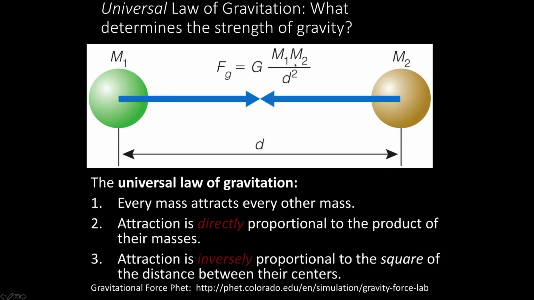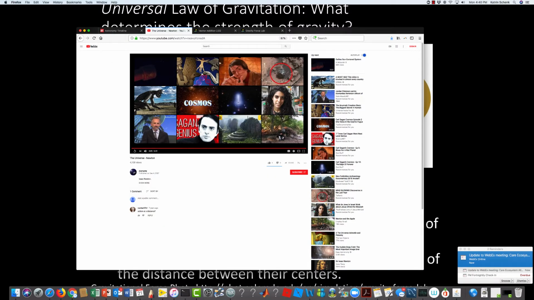There's the force. How big is the force? It is equal to this gravitational constant, G, times the mass of the first object, times the mass of the second object, over the square of the distance between them. So let's look at a simulation that might help us understand this a little bit.